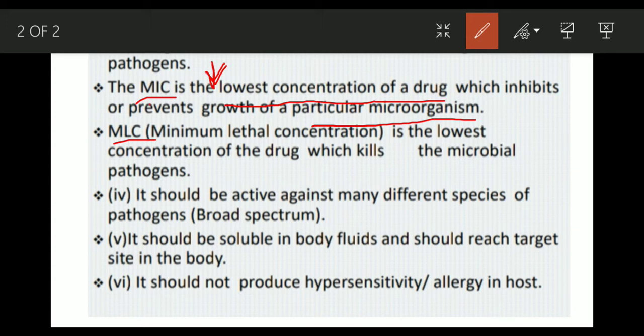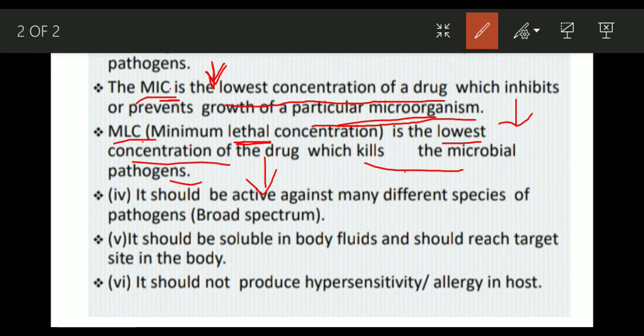because we are only administering very small or very less concentration of the drug to the host, and minimum lethal concentration is the lowest concentration which kills the pathogen. So inhibitory concentration means it inhibits the growth of the microorganism, whereas lethal concentration means it kills the microbial pathogen. So both MIC and MLC values should be low for an ideal antimicrobial agent or a chemotherapeutic agent. That means a small amount of the drug should be enough to treat the host.